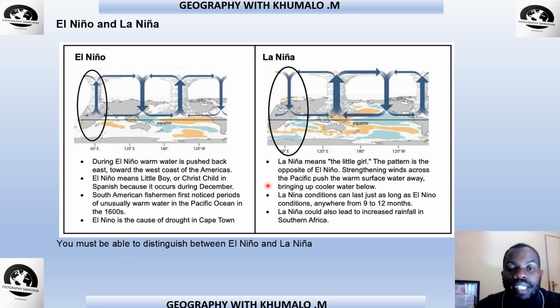Now La Nina means little girl. The pattern is the opposite of El Nino. It strengthens winds across the Pacific and pushes warm surface water away, bringing up colder water from below. La Nina conditions can last just as long as El Nino conditions, from 9 to 12 months. La Nina could lead to increased rainfall, which is going to lead into what, grade 11s?